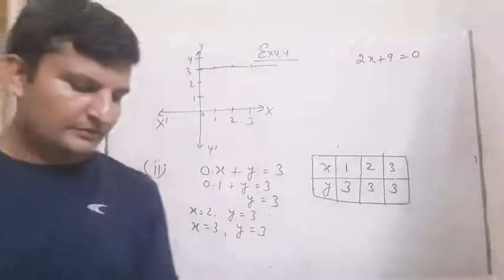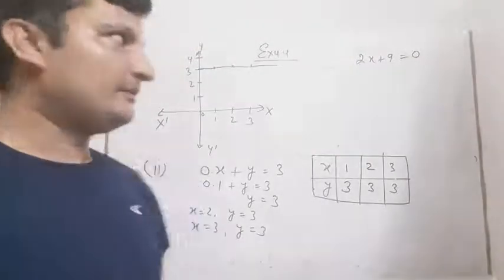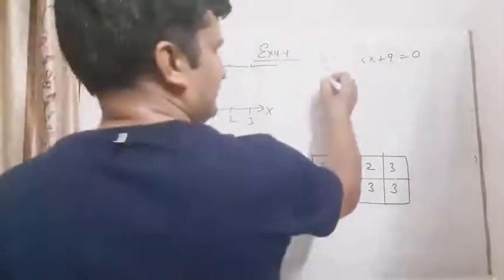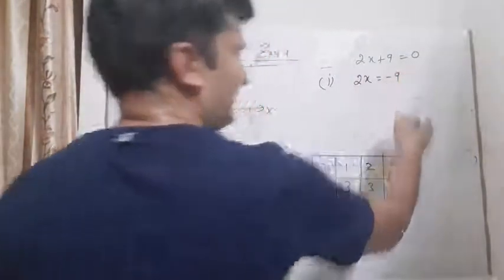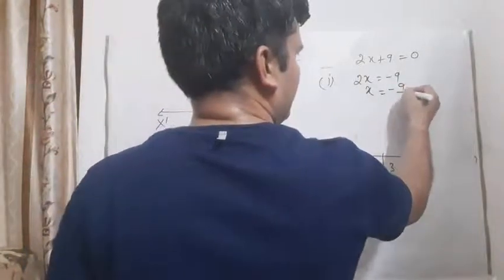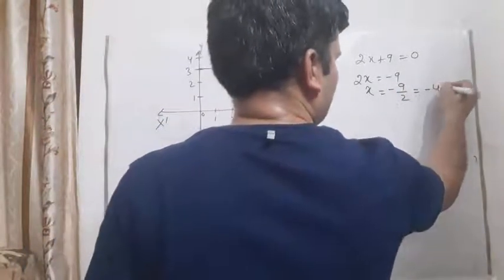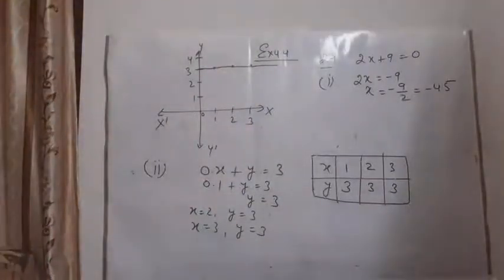Again we have to show it in one variable and in two variable. One variable is very easy. We can write 2x is equal to minus 9, so x is equal to minus 9 by 2, that is minus 4.5. We have to represent it on the x-axis.